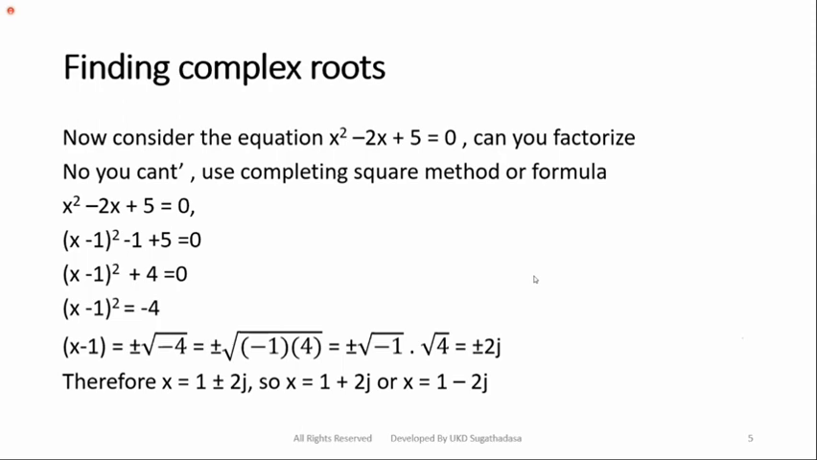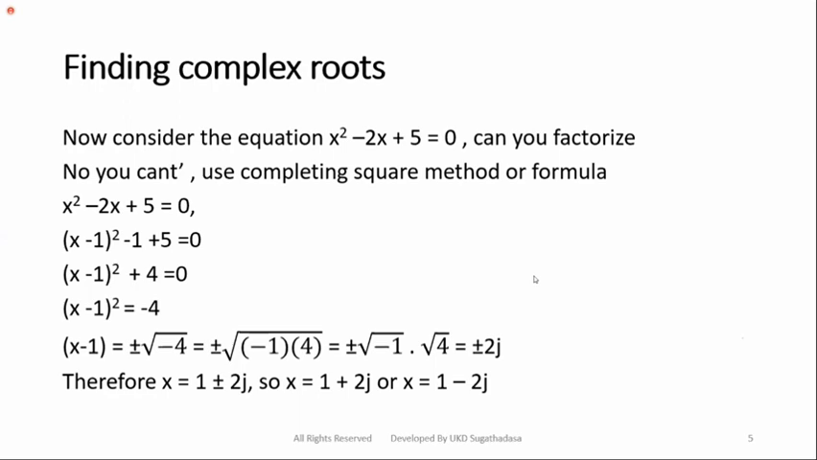You see, these two solutions we call complex numbers because they have both parts: in 1 + 2j, the imaginary part and the real part. I think we can understand.